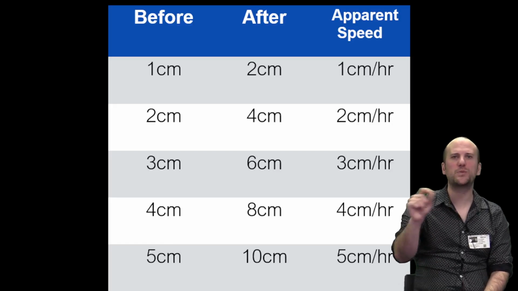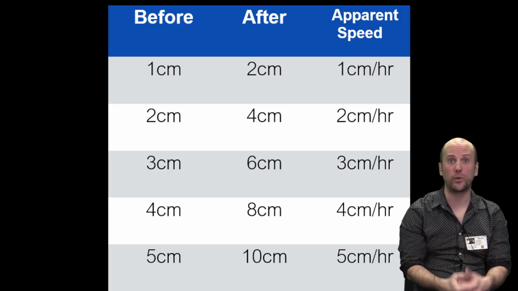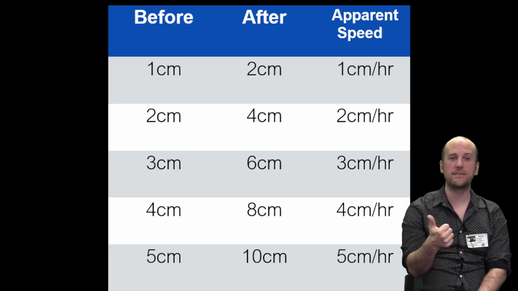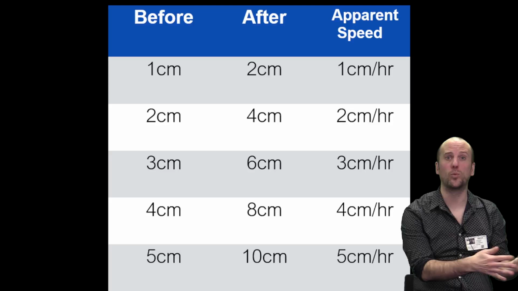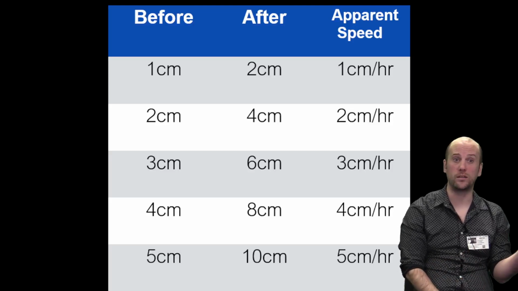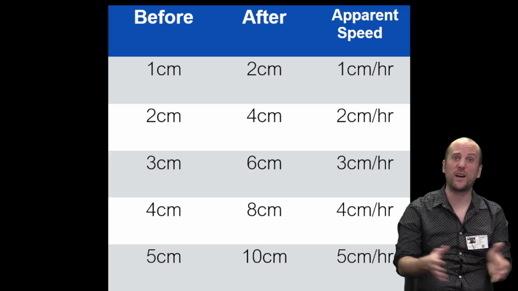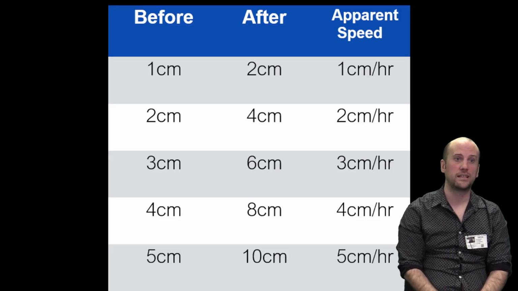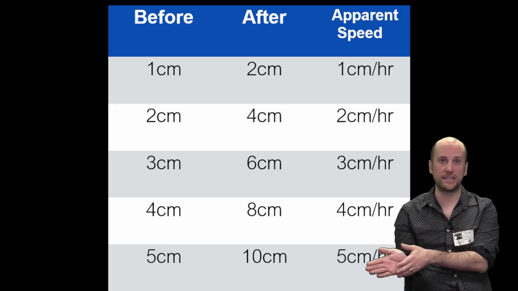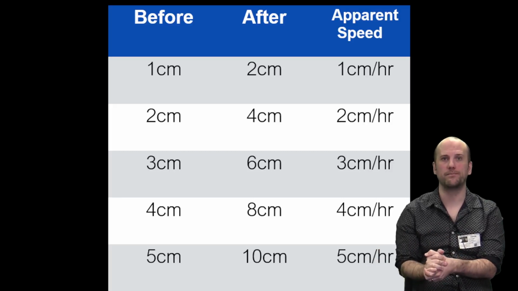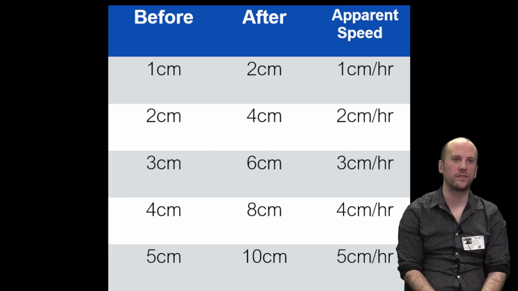But look at the speed that the raisins seem to have moved away from you in that time. The nearest one, its apparent speed seems to be 1 centimeter an hour, because it's gone from 1 to 2. But the most distant one seems to have sped away at 5 centimeters an hour. In other words, more distant raisins move away faster in the same amount of time, or at least seem to.